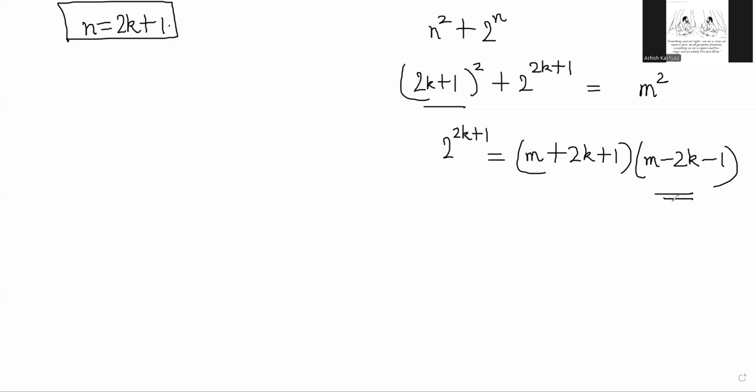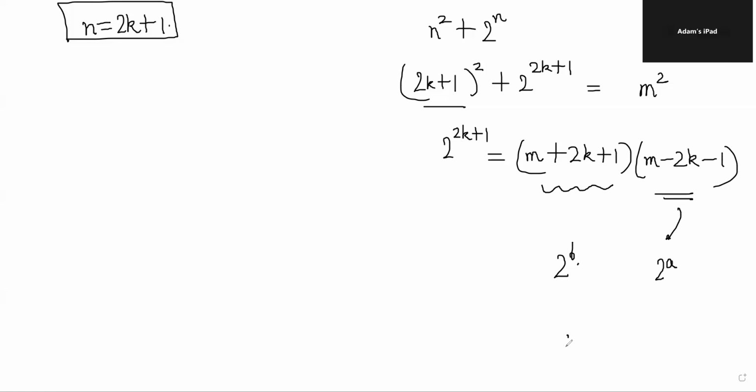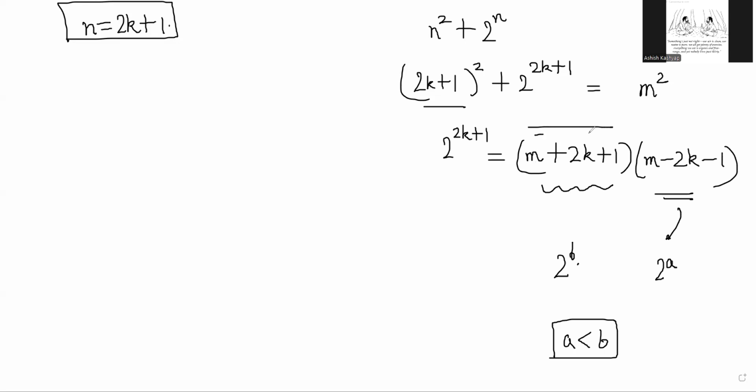So this is the smaller factor, this is the bigger factor. So we can say that this must be some 2 power A and this must be some 2 power B, right? Where A is smaller than B. Also, notice that both of the factors have the same parity, even or odd.